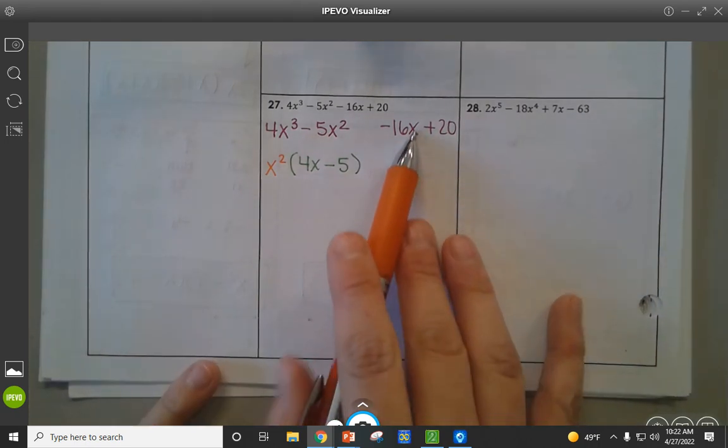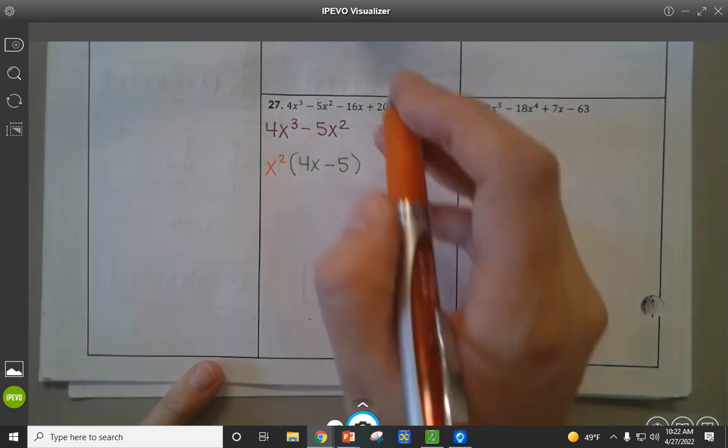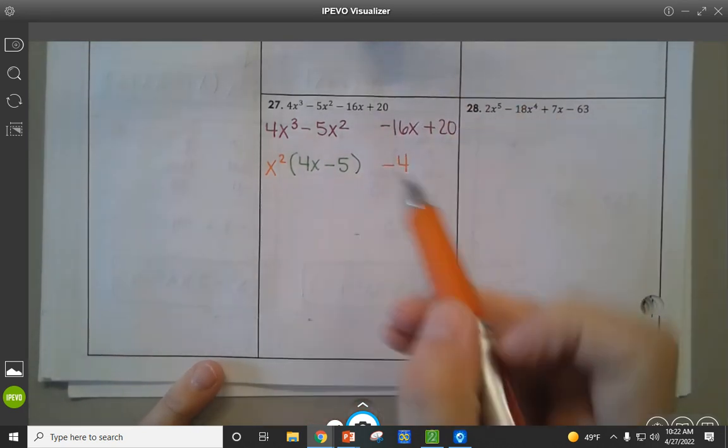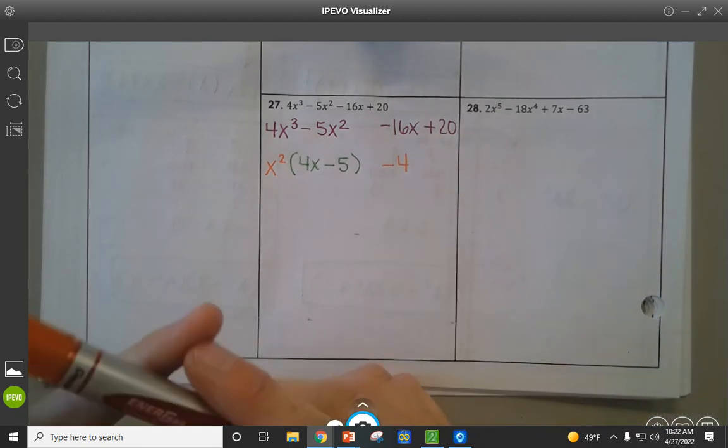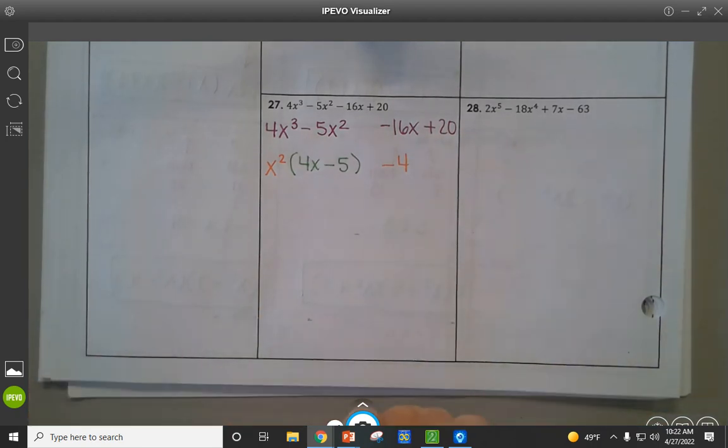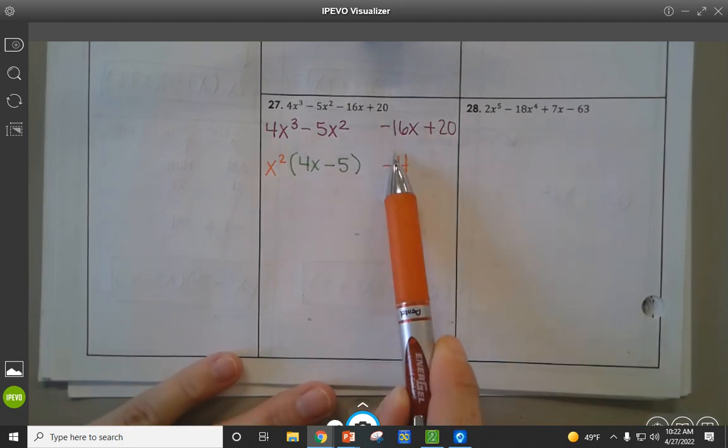What about the GCF on this side? Negative 4. Because 16 and 20 are both divisible by 2, but they're also divisible by 4. And we want the bigger number. Plus, it needs to be negative.